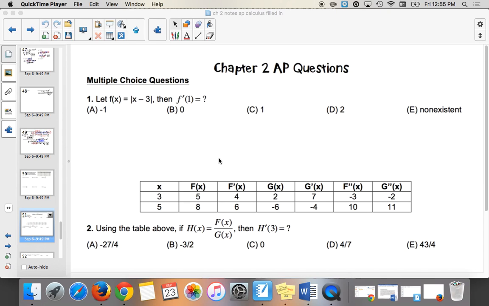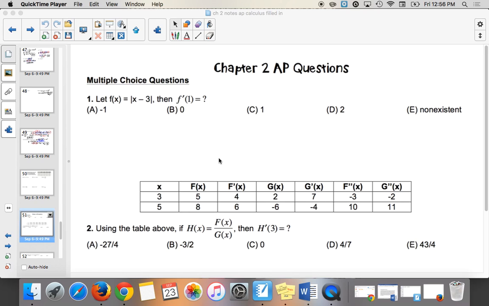Two AP questions. The first one asks for the derivative of the absolute value of x minus 3 at x equals 1. We haven't really talked about how to take the derivative of an absolute value. There is a way, but it's to break it into the piecewise function. So we're not going to do that. This is purely knowing what this looks like on a graph.